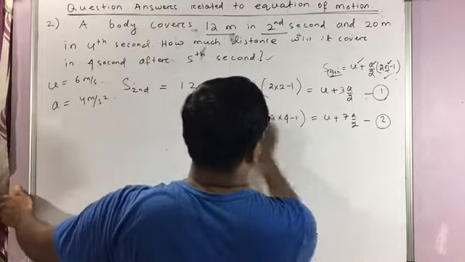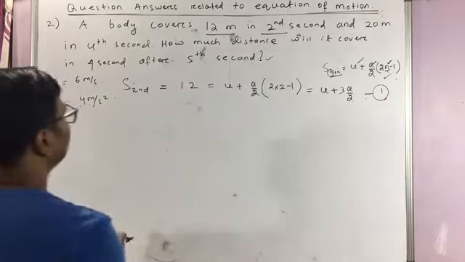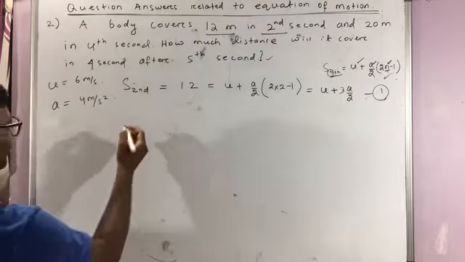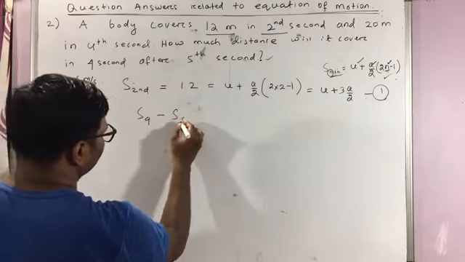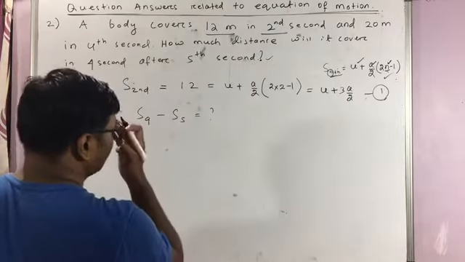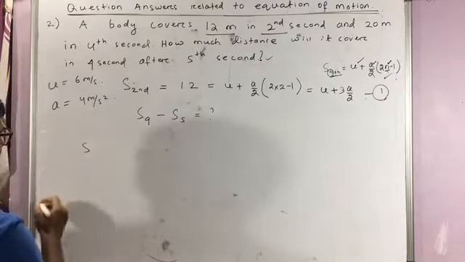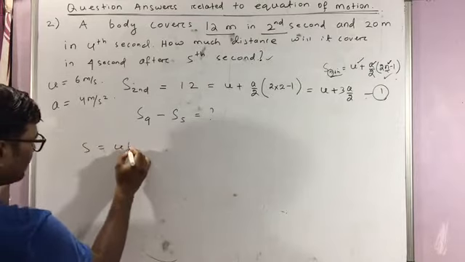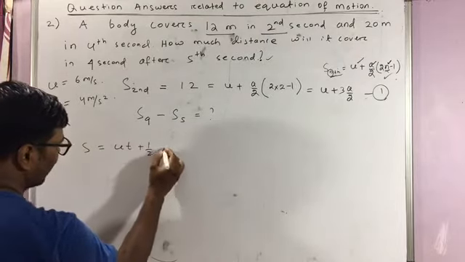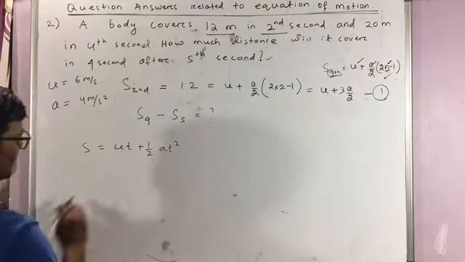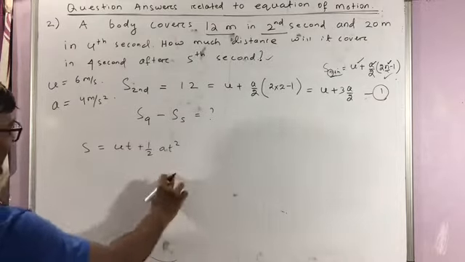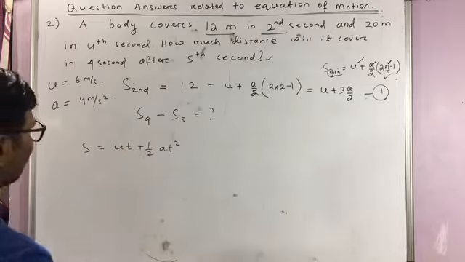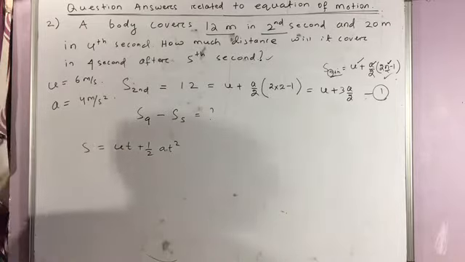Now let us solve our answer. Our answer is what? We need to find out S9 minus S5. Now you see, we know S is equal to ut plus half at square. This formula we are applying because it is the distance covered in t time. That's why we put this formula.